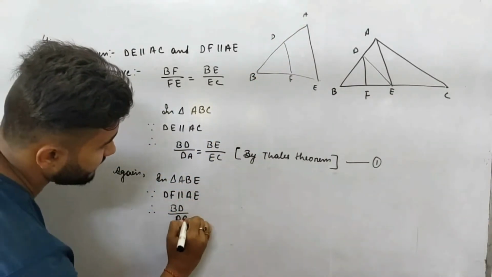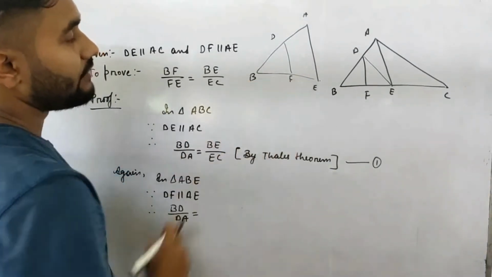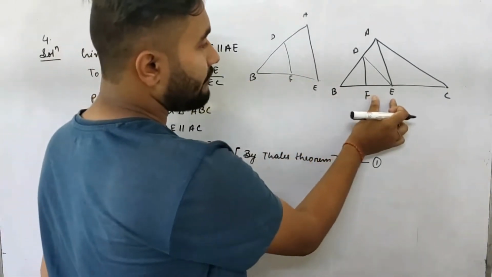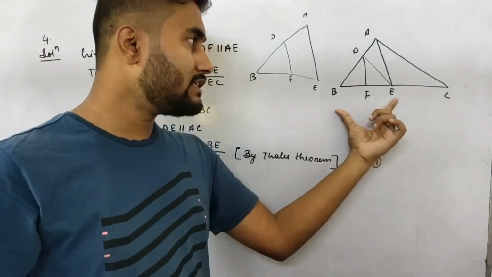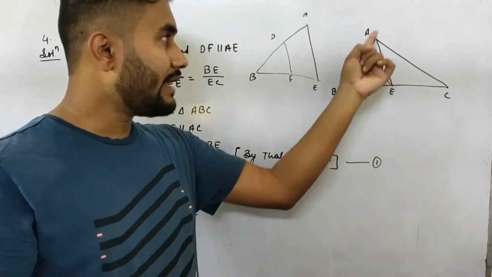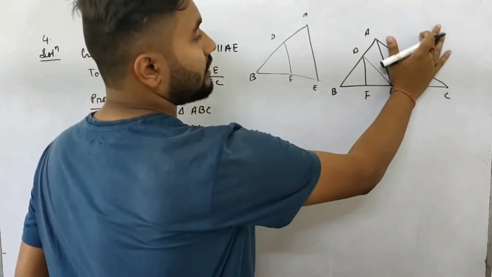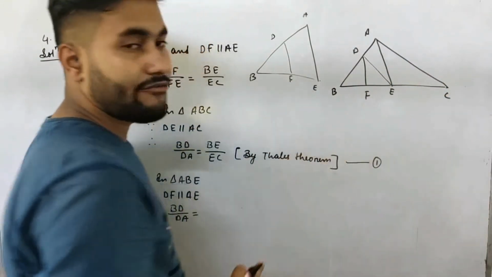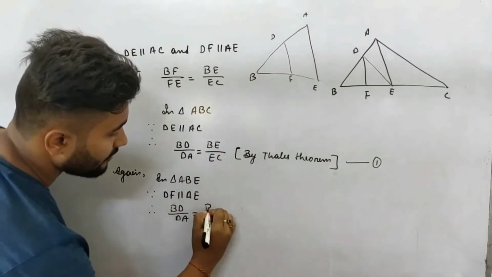BD by DA will be equal to BF by FE. Now don't make a mistake, okay? Don't write BF by FC. The triangle is still this much only, okay? That's why it is important to find the triangle at first. The triangle is ABE, so this part is not there now. This part is not there. So BD by DA is equal to BF by FE.